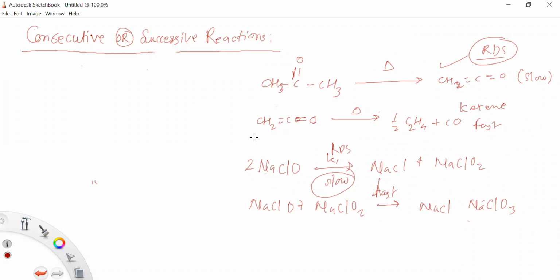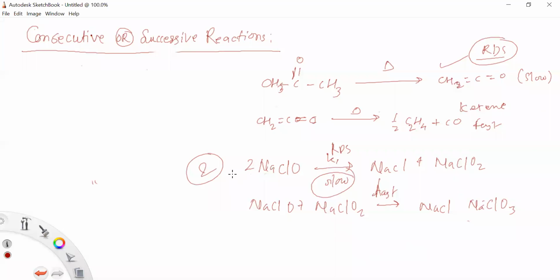Here the overall reaction rate we can definitely find out from this RDS. What is the order of reaction? The order of reaction is 2. What does order of reaction mean? It is simply the sum of the exponents of the concentration terms of the reactant molecules whose concentration changes. The sum of these is the order of reaction. This is our simple definition.